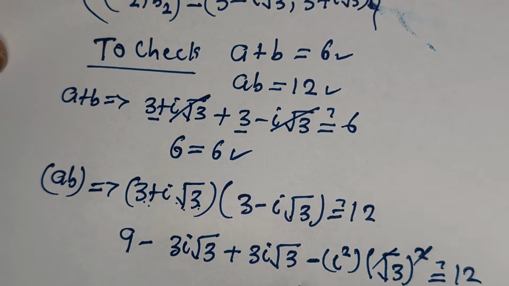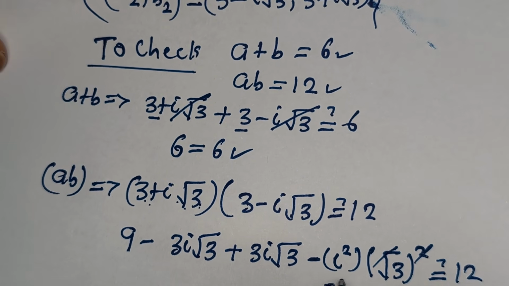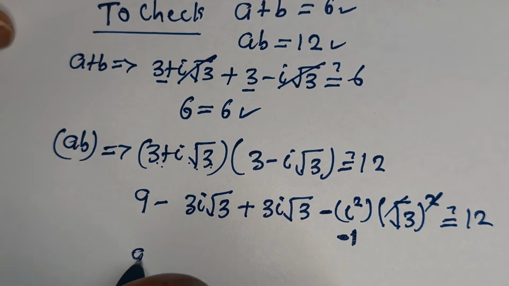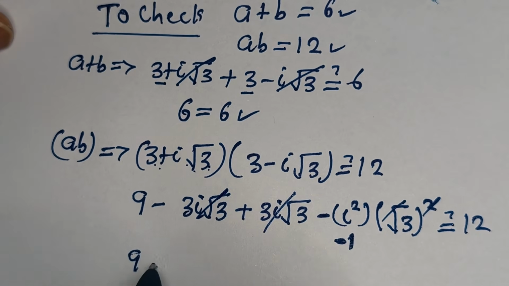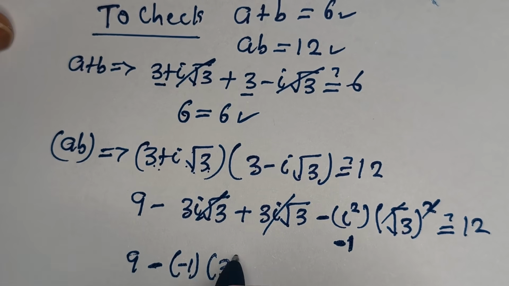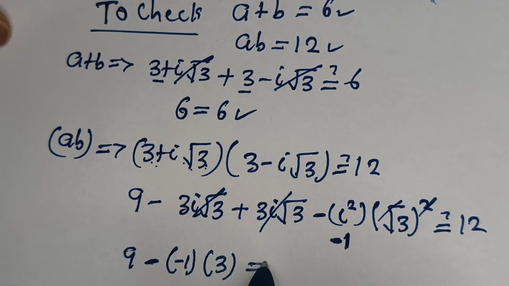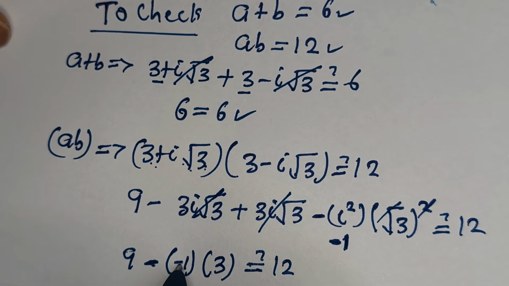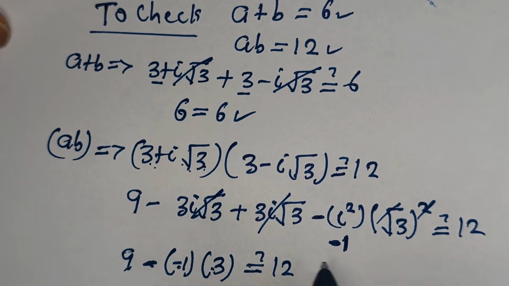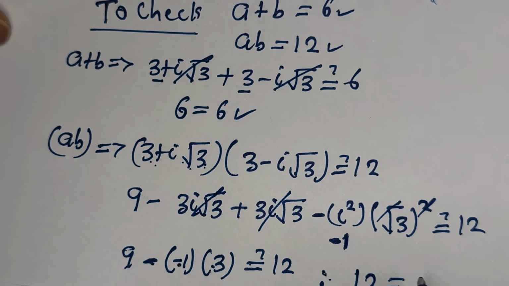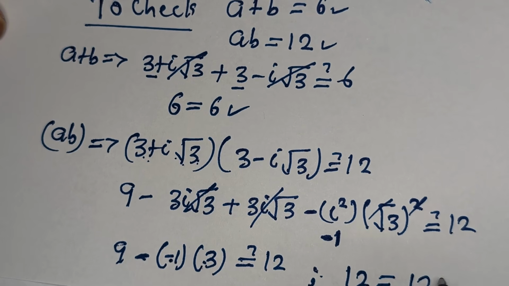This cancels this. I square, this is minus 1. So we have 9. This cancels this. Minus multiplied by minus 1 multiplied by 3 must be equal to 12. Minus times minus 1, this is plus 1. Then times 3, that is plus 3, plus 9. This is 12 is equal to 12, which is true.